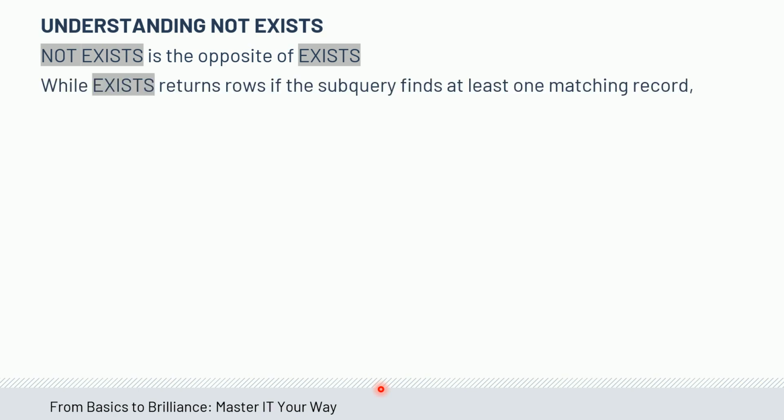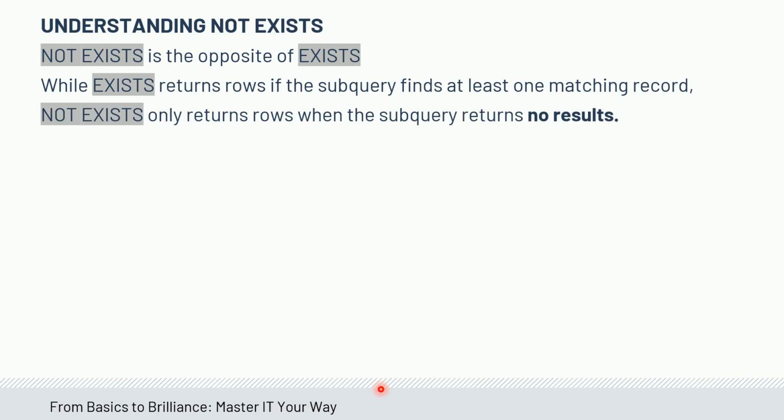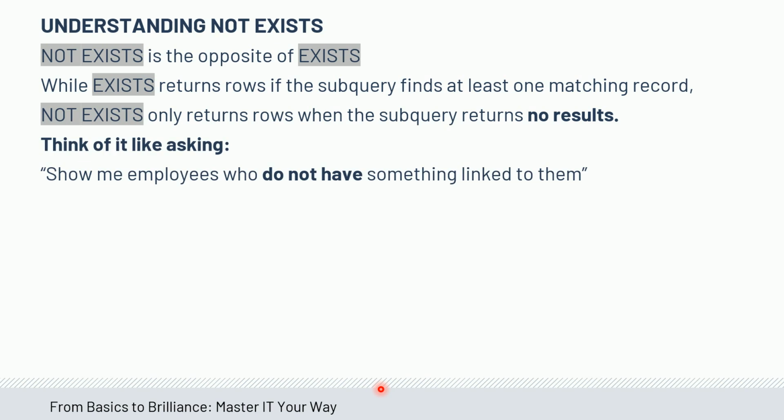So what is NOT EXISTS? NOT EXISTS is the opposite of EXISTS, and we practiced that in lesson 27 or day 27. While EXISTS returns rows if the subquery finds at least one matching record, NOT EXISTS only returns rows when the subquery returns no result. Think of it like asking, show me employees who do not have something linked to them.